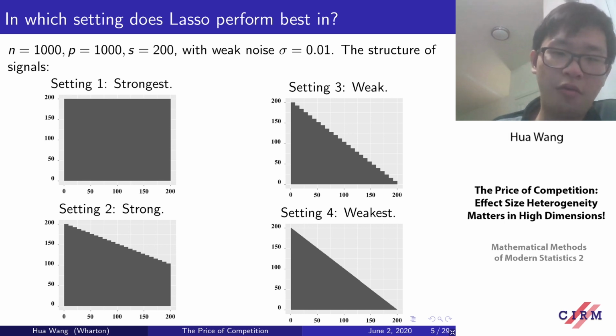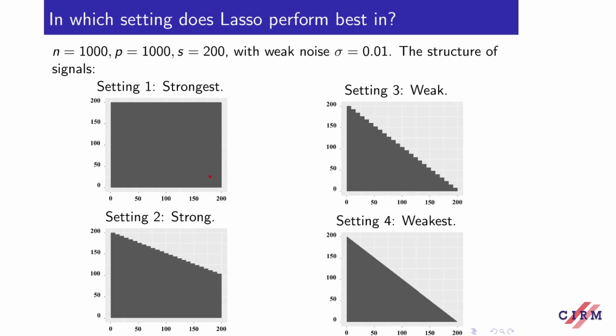So we have 4 plots here. For each plot, the horizontal axis denotes the index of the signals. We have 200 signals: here is signal 1, signal 2, up to signal 200. And the vertical axis denotes the magnitude of each signal.